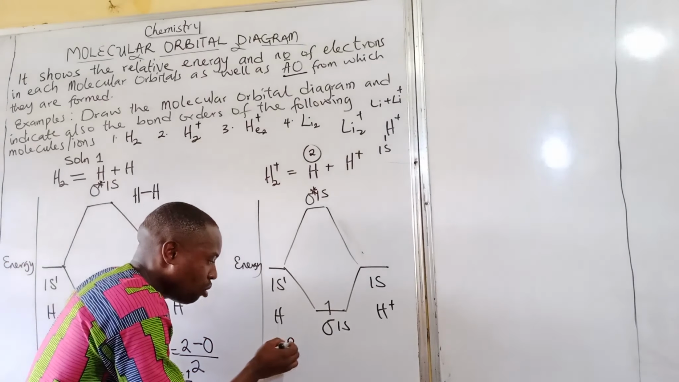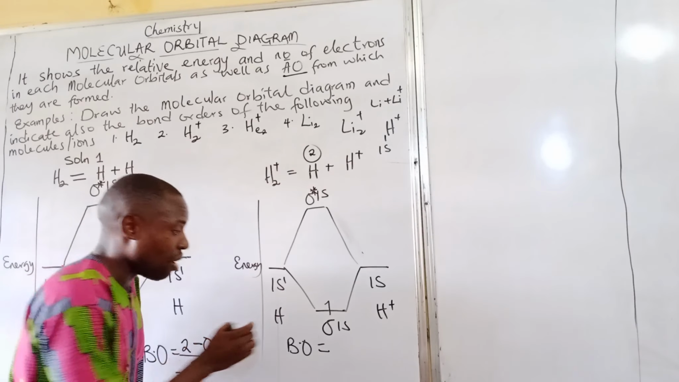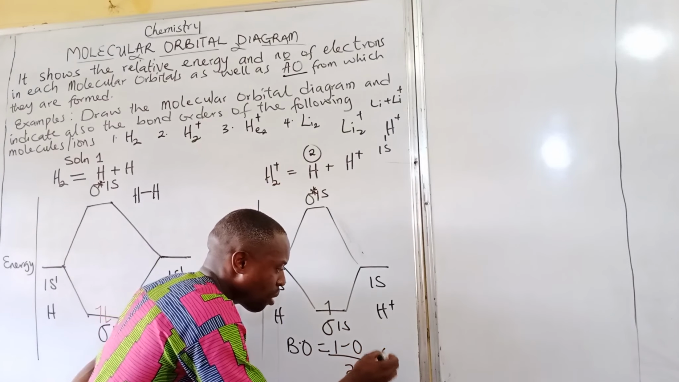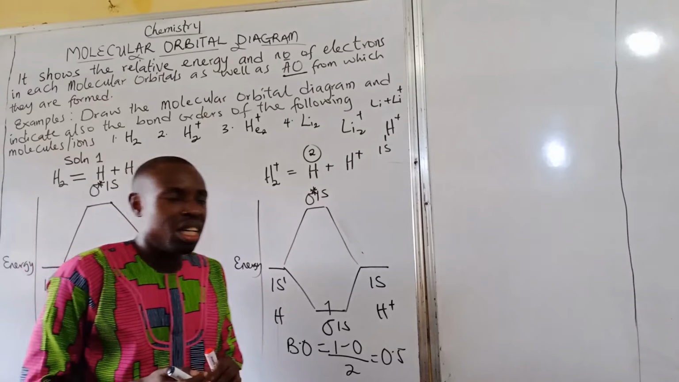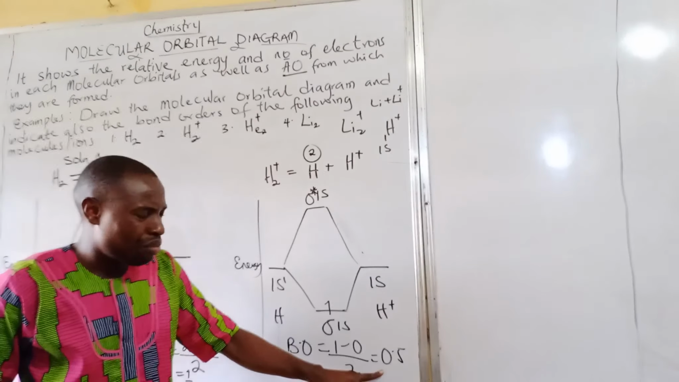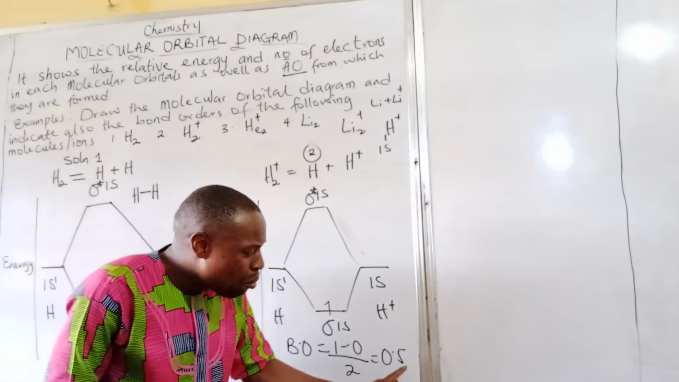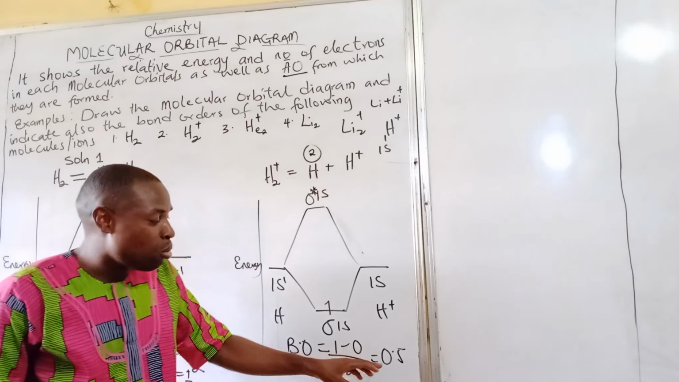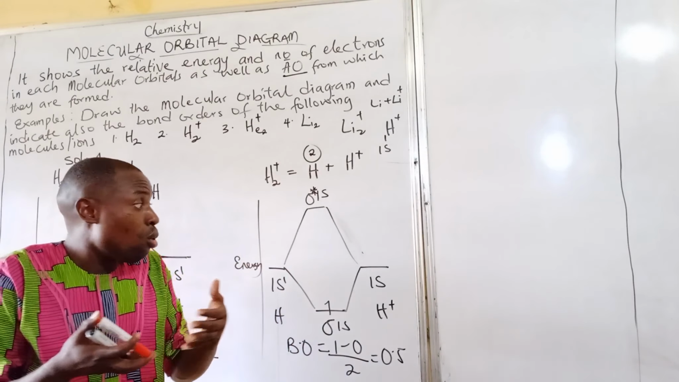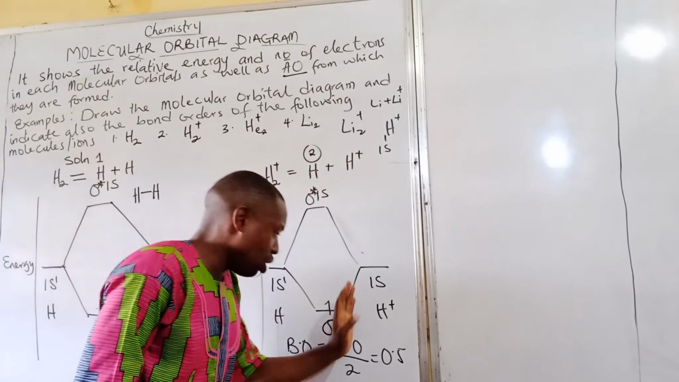So from here now, the bond order is equal to the number of bonding electrons minus the number of antibonding, over 2. The number in the bonding is 1 minus, is there any in the antibonding? No, 0, over 2, which will give me 0.5. Now what does this 0.5 indicate? The 0 here, first of all, indicates that this molecule does not have a full bond between them. But because there is a decimal point, 0.5, the kind of bond found there should be weak. And most times it is ascribed to species that have charges.